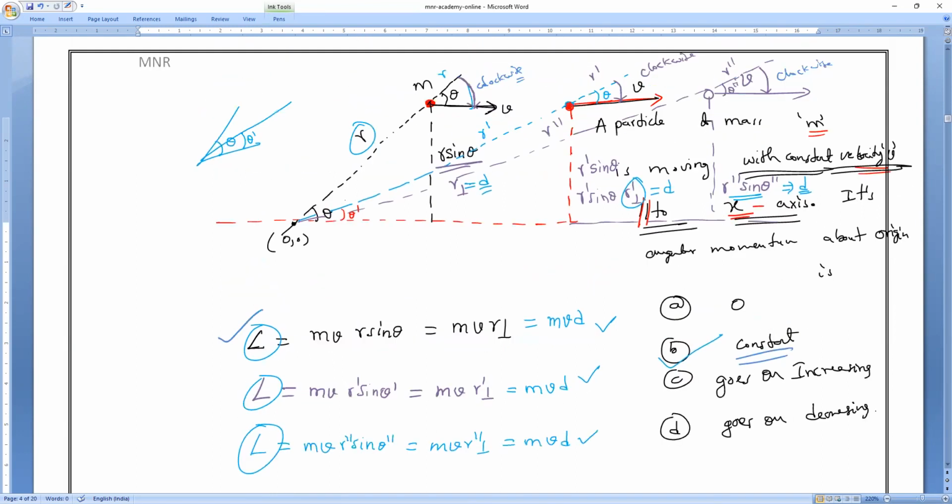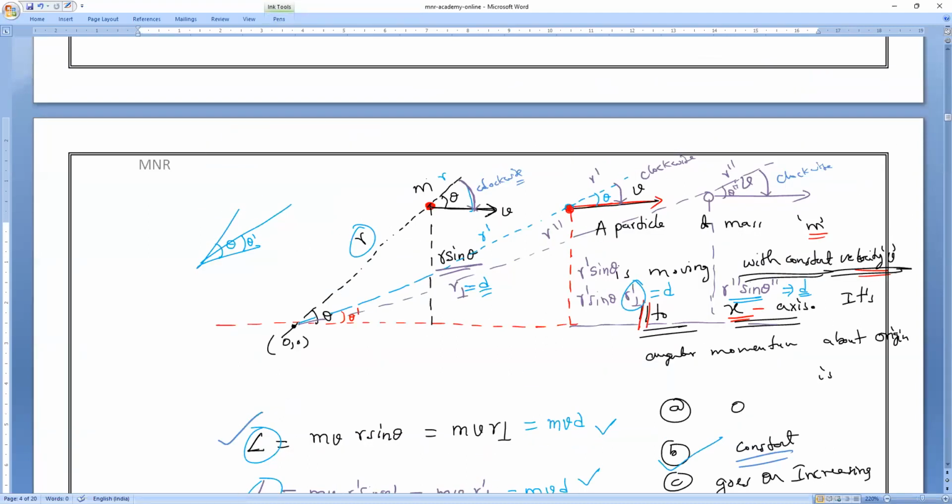If the particle goes some other way, then theta will go like this. Theta varies, but angular momentum remains constant. The mass of the particle is the same and the velocity is constant, so there is no change in the angular momentum of a particle in the system. That is what I want to say. Are you clear, everybody? Understanding? Yes, please. All of you? Yes, sir. So this is what it is.